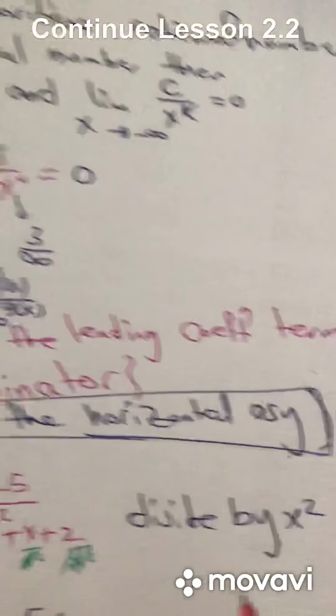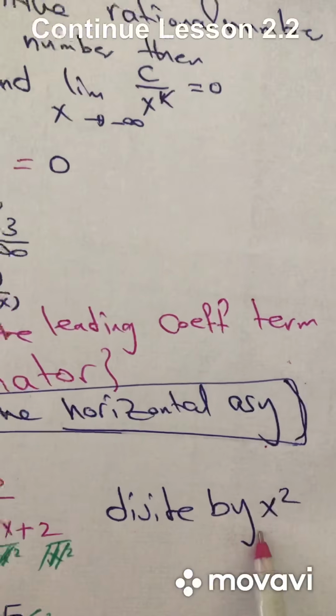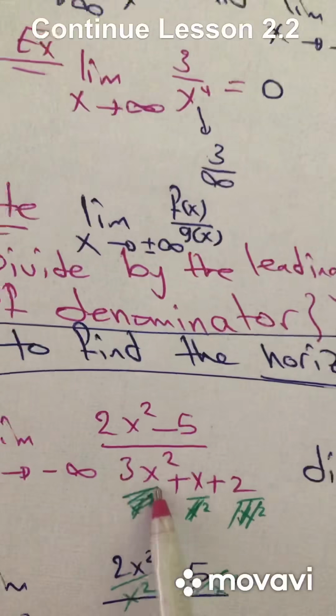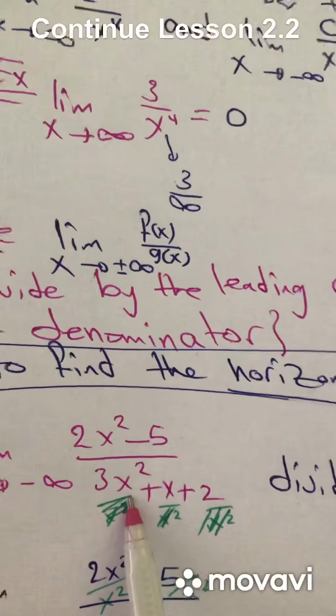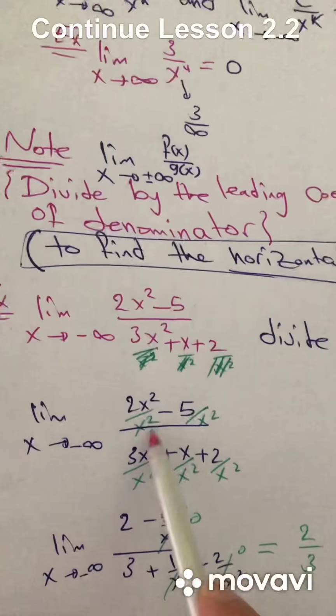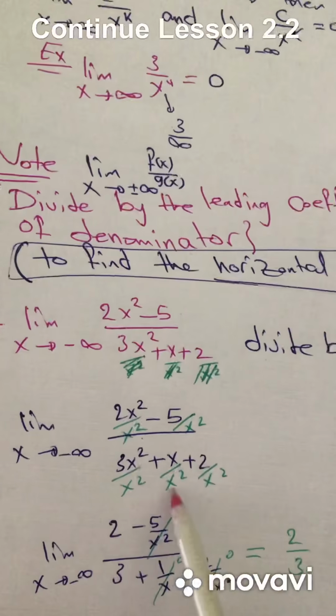What they found out, as simple as that, is to divide by x squared. Why x squared? Where's the leading term in the denominator? It's 3x squared. That's the leading term. So I will take x squared, and as you can see, I will divide each term by x squared. Look at the green over here.